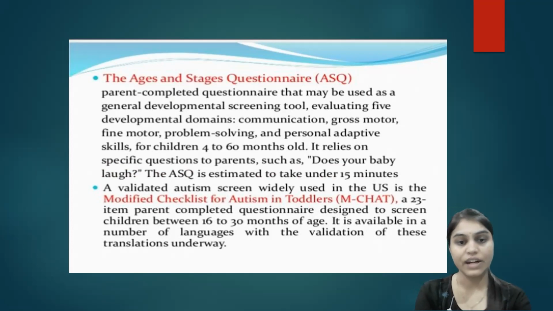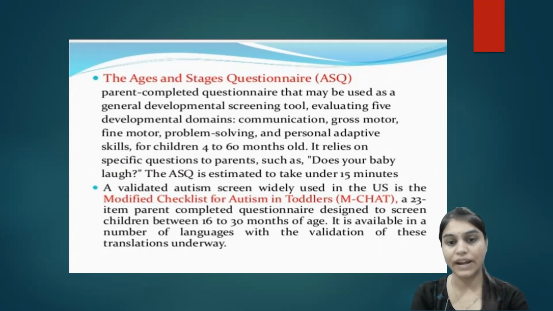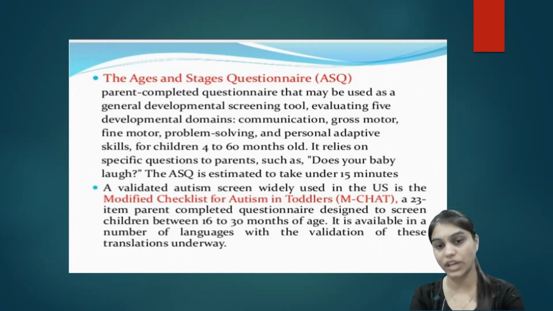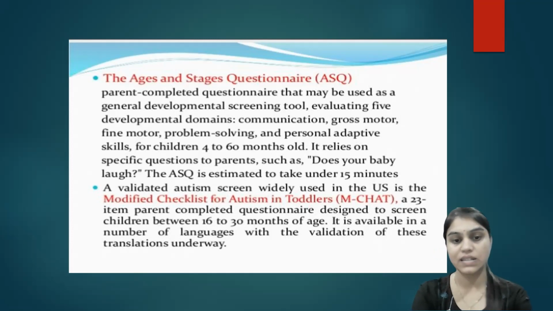Next, a validated autism screen widely used in the US is the Modified Checklist for Autism in Toddlers. A 23-item parent-completed questionnaire designed to screen children between 16 to 30 months of age. It is available in a number of languages, with validation of these translations underway.